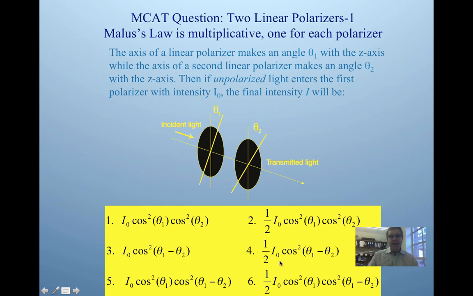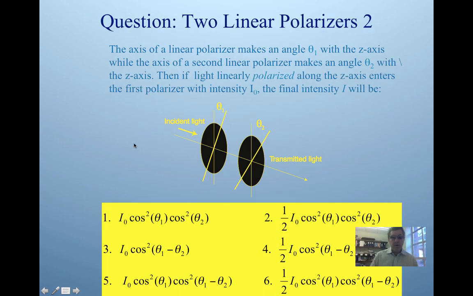Now I'm going to give you exactly the same problem, except I'm going to put polarized light in at the start. The incident light is going to be polarized along the vertical or z-axis here. That's the only difference. Polarized, italicized, vertically, z-axis. Well, is that going to change anything?